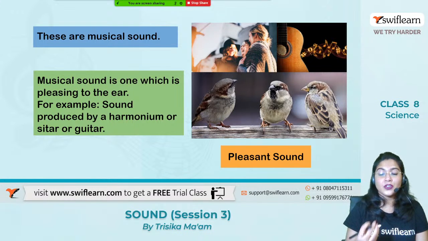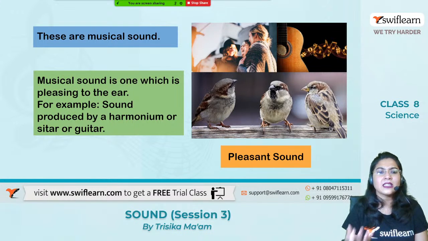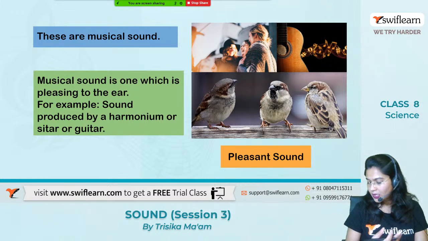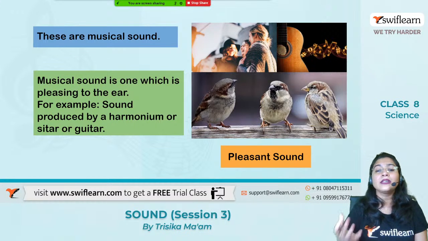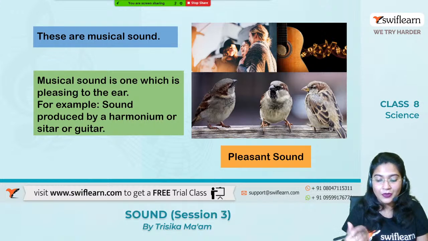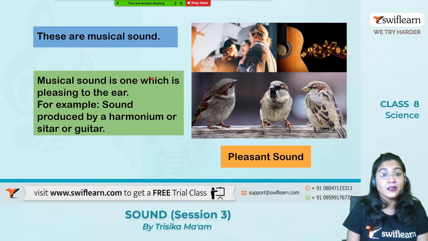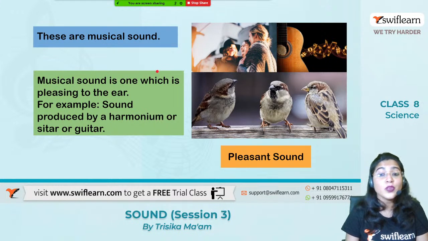So the sound produced by the harmonium, the sitar, guitar, piano, violin, or the drums, or the flute, or shehnai. So these are all different pleasant sounds or musical sounds, which we love to hear. Right, but there are also different sounds which are unpleasant.